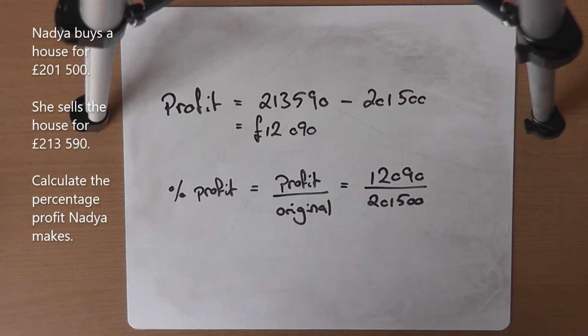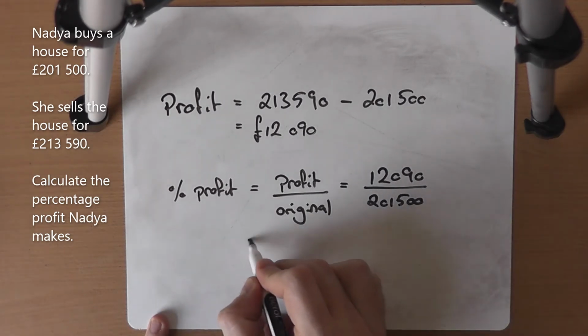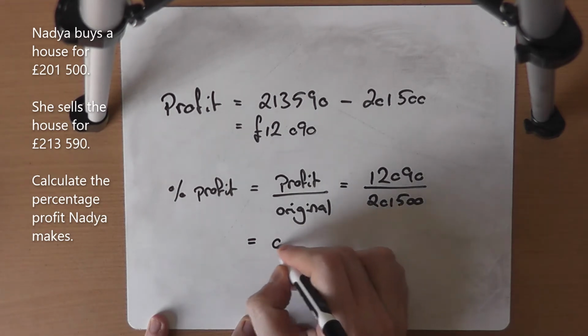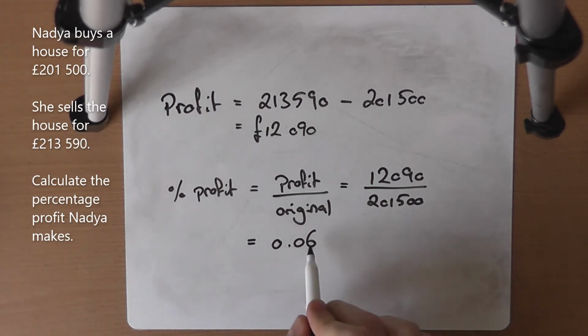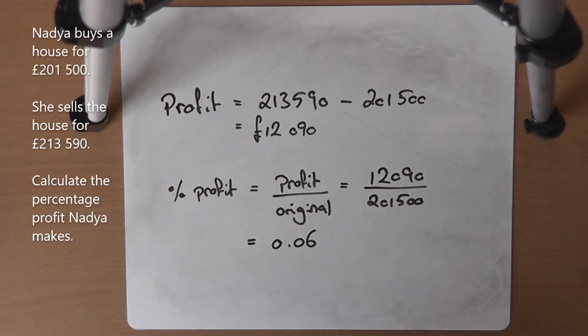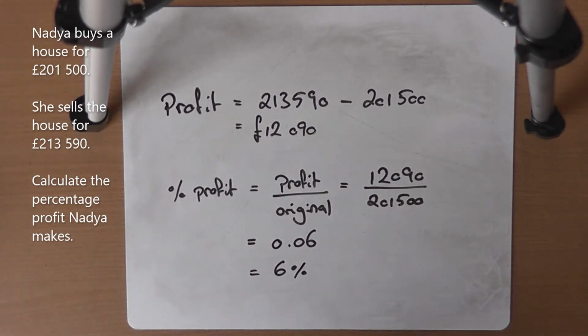We know that this means something. This fraction line, of course, means divide. So if we do 12,090 divided by the 201,500, that will give us a decimal number. It will, in fact, give us the decimal number of 0.06, which we could rewrite as a percentage. 0.06, we can either do that scaling, timesing by 100 if we're thinking about it properly, or we can do the pattern spotting, and that will come out as 6%. That means that 6% of the original is the £12,090, and that's the profit that was made. So percentage profit is the profit as a percentage of the original.